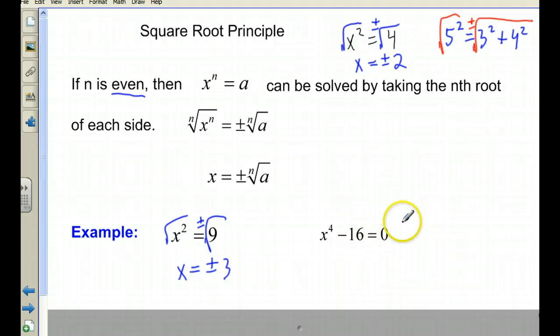Here, before I take the square root of both sides, I want to move this over to the other side. So I get x to the fourth equals 16. Now I'm going to take the square root of both sides. Don't forget plus or minus on one side. You get x squared equals plus or minus 4.